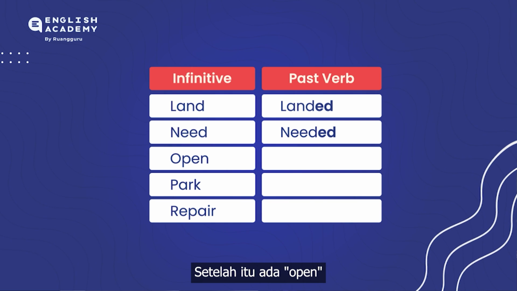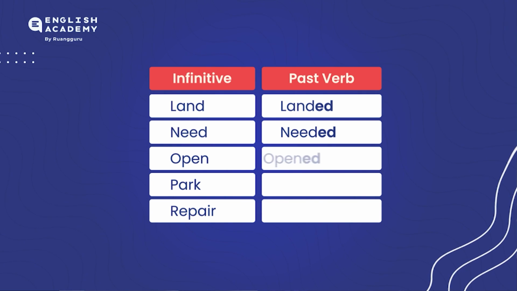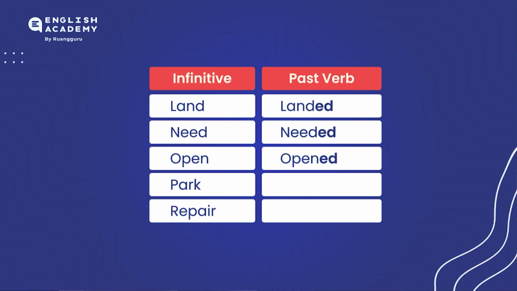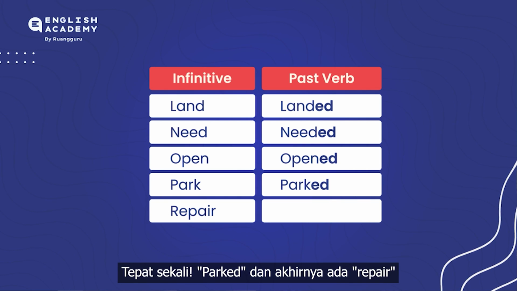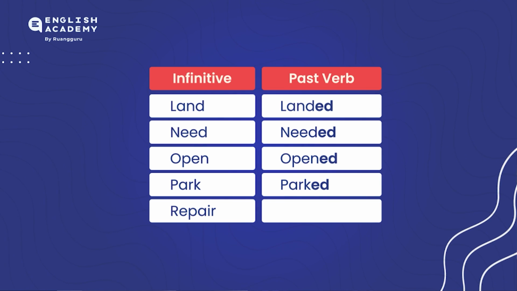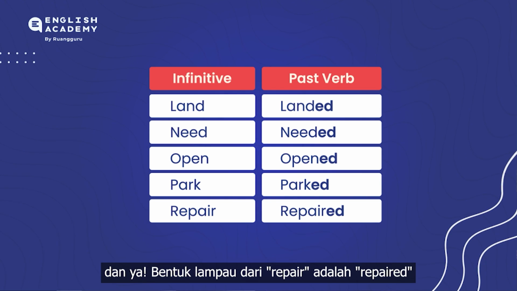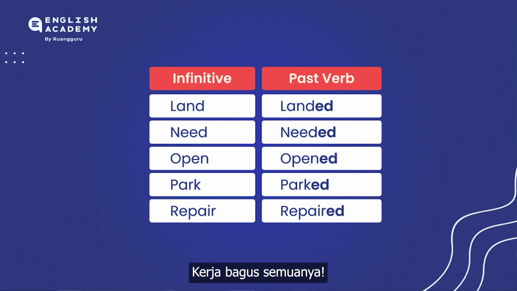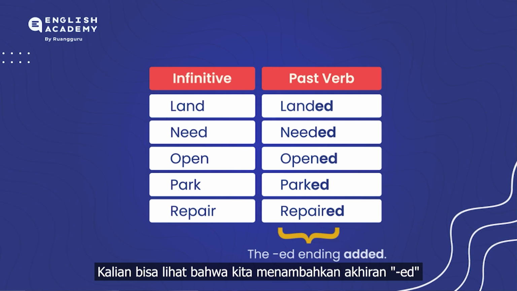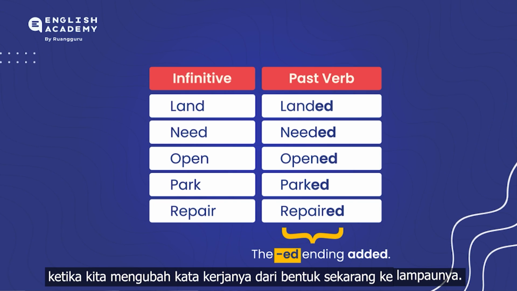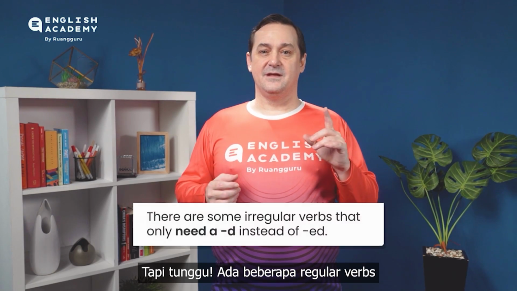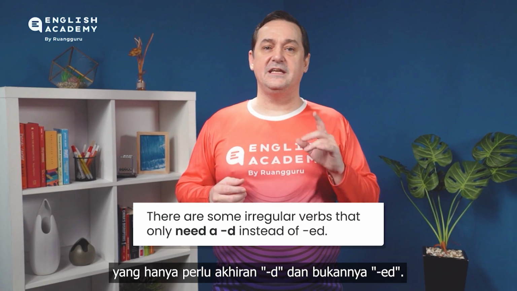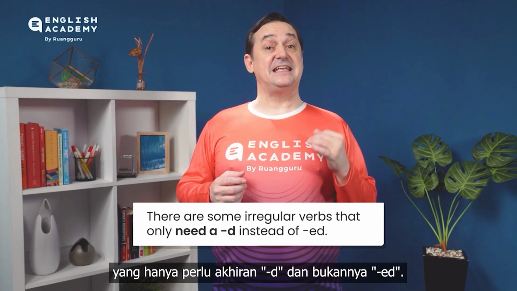After that is open. Perfect. Opened. And then park. Excellent. Parked. And finally, we have repair. And yes, the past form of repair is repaired. Great job, everyone. You can see that we add an ed ending when we change the words from present to past form. But wait, there are some regular verbs that only need a D instead of an ed.